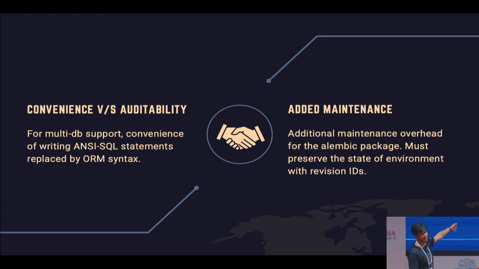Now you have an Alembic package that needs to be maintained. It needs to be updated every time you update your Python version. You need to preserve the state of the environment for Alembic, so there's added maintenance. And the other thing is convenience versus auditability, right? Instead of just writing your SQL code and executing it on your database, now you have to run it via something called a revision file. But as I said, everything in software engineering is a trade-off. That bit of convenience that you sacrifice will come in handy when you are saved from the tortures of corrupting your database.